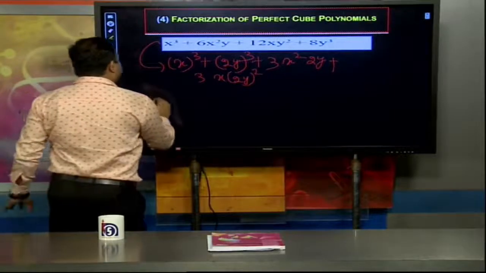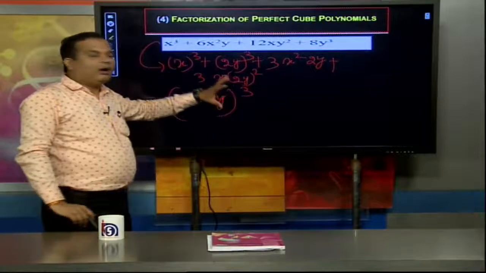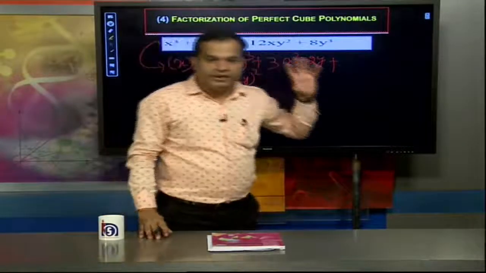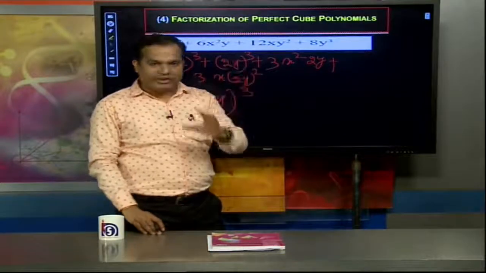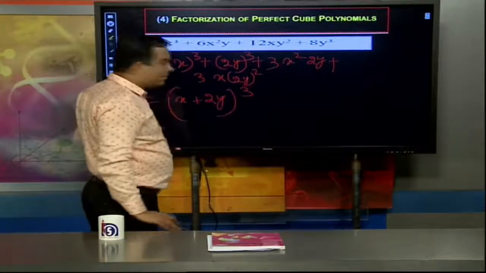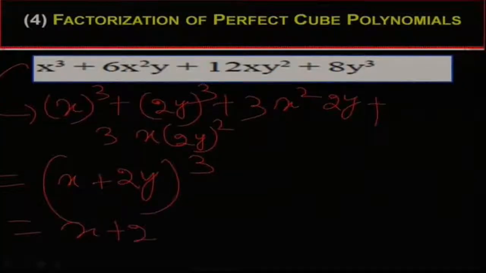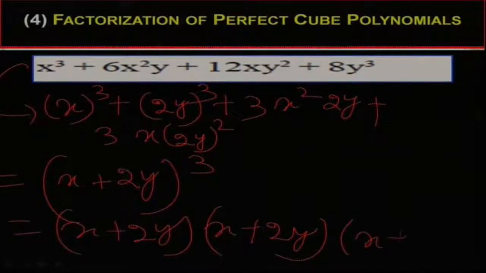Now, you will find which is nothing but (x plus 2y) whole cube. It is the perfect cube of the polynomial. We have used the formula a cube plus b cube plus 3a square b plus 3ab square, and this formula reduces to (a plus b) whole cube. So, we can say you will find three factors, but the factors are repeated: x plus 2y into x plus 2y into x plus 2y. The same factor is repeated three times.